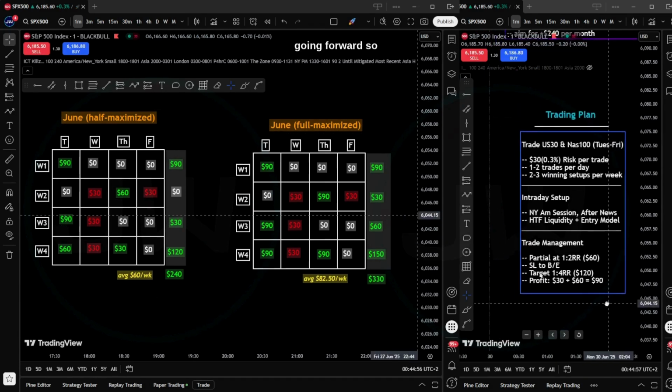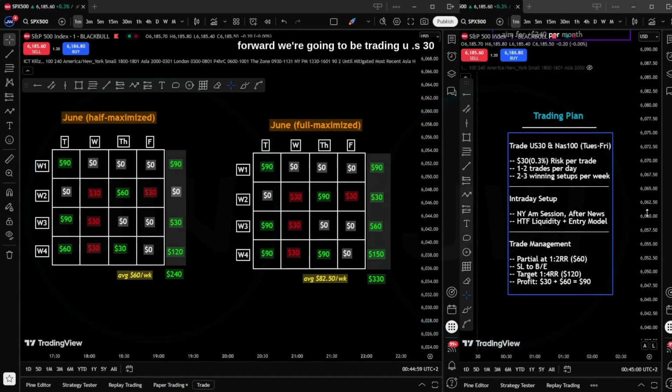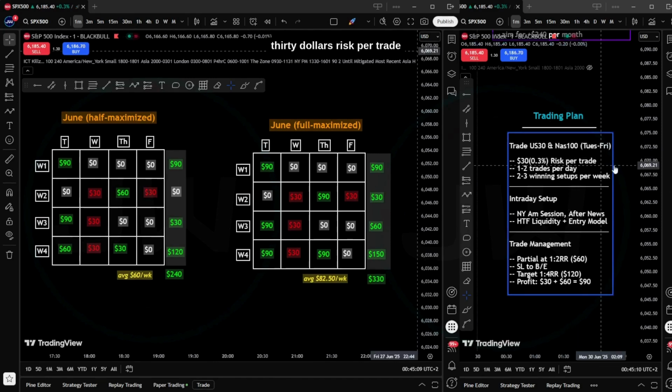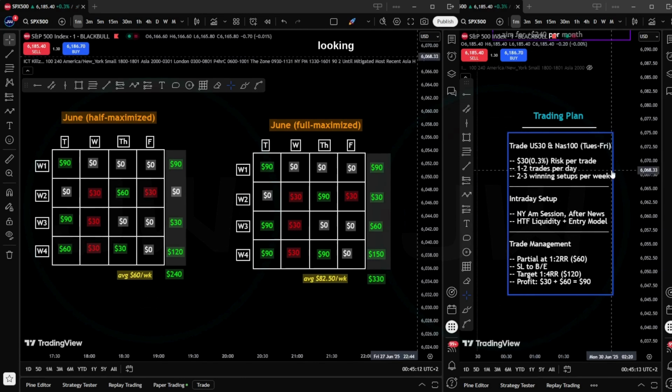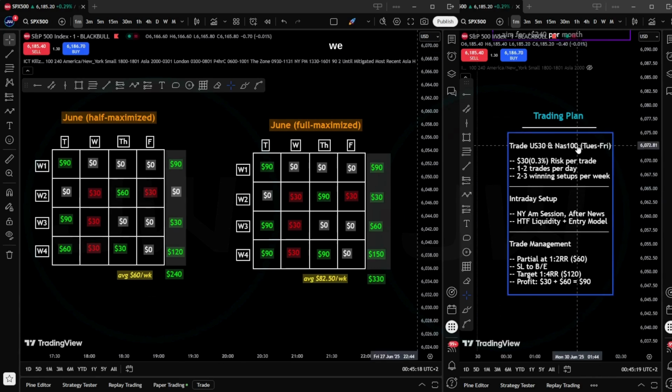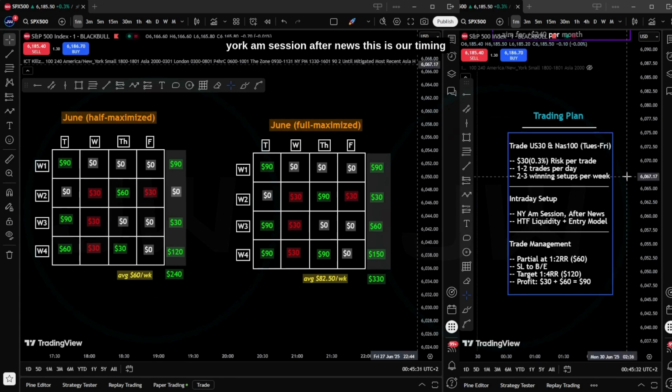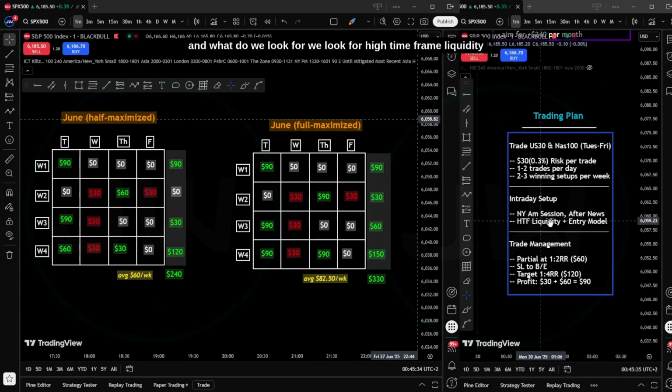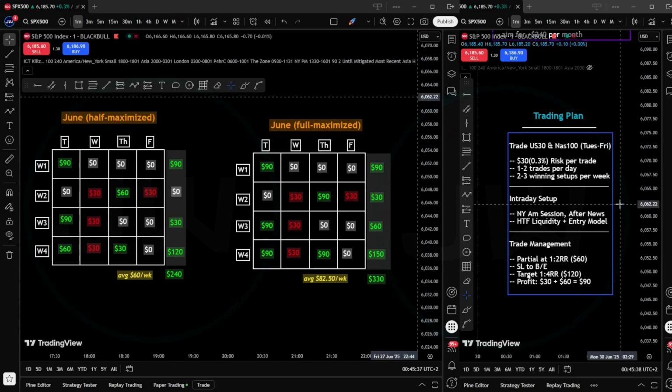forward. So moving forward, we're going to be trading USDT and NAS100, Tuesday to Friday. $30 risk per trade, 1 to 2 trades per day, looking for 2 to 3 winning setups per week. That is the goal. We look for intraday setups, right? This is the strat. New York AM session, after news. This is our timing. And what do we look for? We look for high time frame liquidity, and we apply our entry model.